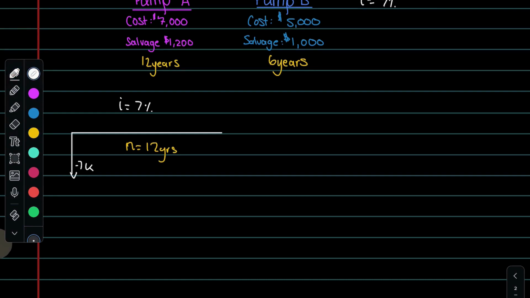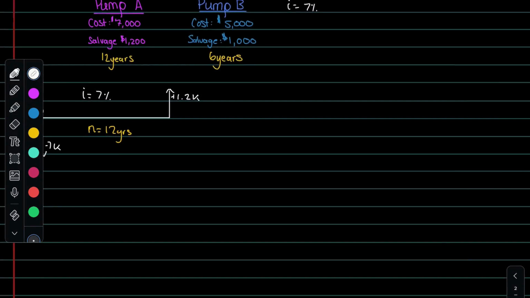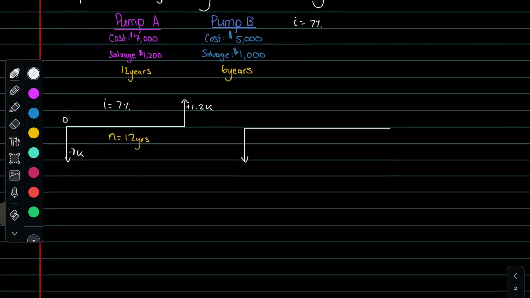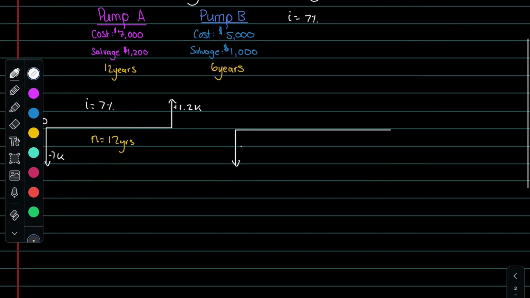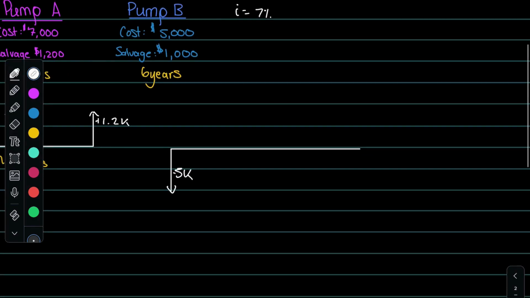Okay, so now that we know that, we're going to take this point at point 0, and then we're going to fully finish the cycle of 12 years while gaining $1.2 thousand. We're going to gain $1.2 thousand at the end for a salvage value. So we lose 7,000 but gain 1,200 in the end. For pump B, it's a little different. So we start out like pump A, with a $5,000 decrease in our pockets.